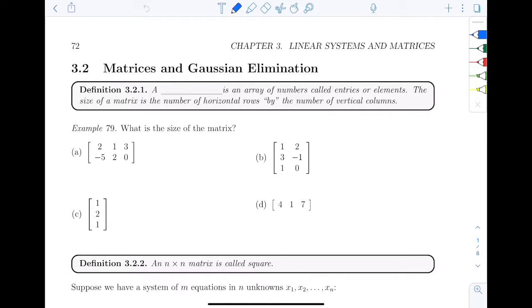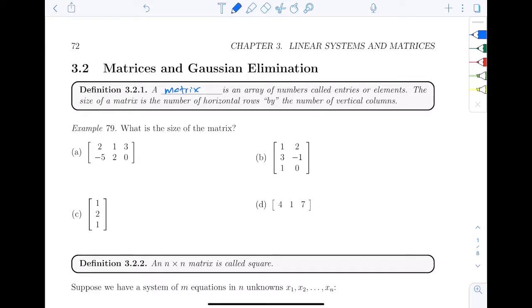We have to define this first word here, which is a matrix. A matrix is an array of numbers called entries or elements. Matrices look like this. The size of the matrix is the number of horizontal rows by the number of vertical columns. Each of these matrices often has brackets or parentheses. I prefer the brackets, but I've seen them with parentheses. It's not terribly wrong.